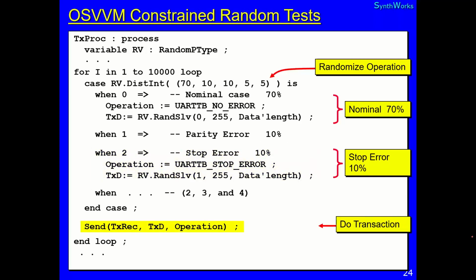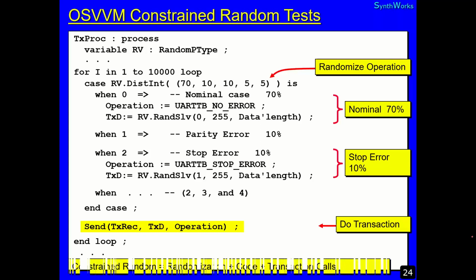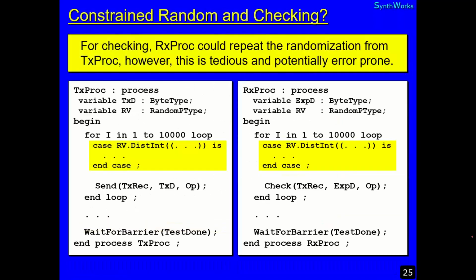Okay, and then we do our transaction. Now, doing our transaction here isn't a requirement. We could have done it up in the code. We could have done multiple transactions up in the code too. So it just depends on the style and what our target is. Okay, so again, constrained random in VHDL is randomization, toolbox, plus code, plus transaction calls. Okay, and it's all right here. Wander through the code, you can see what it's doing. Okay. Most of it's pretty simple.